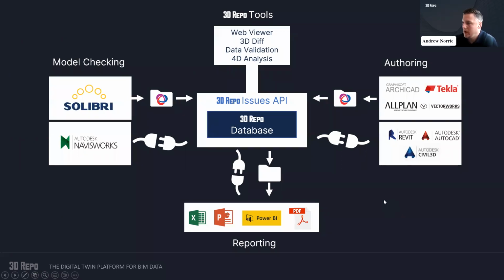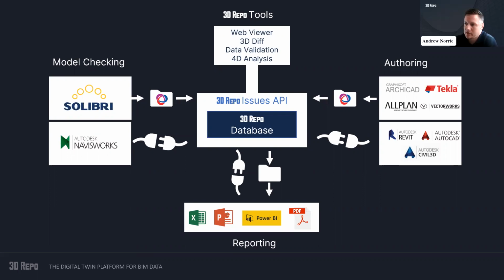Within the actual wider ecosystem, though, we do have a number of ways that other tools can interact. So on the model checking side and authoring, we do support the BCF format. So where you want to bring issues in from Solibri, they can come in via BCF, managed within the 3D Repo issue tracker, and then sent back out to the authoring tools like ArchiCAD, Tekla, Vectorworks, the ones that support the BCF workflow natively. Obviously, for those that don't, predominantly being in the Autodesk environment, we have created plugins.